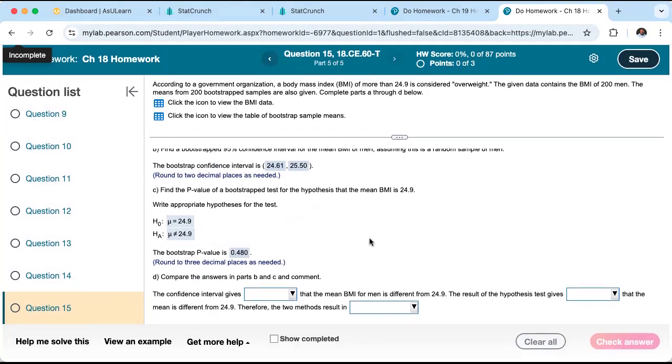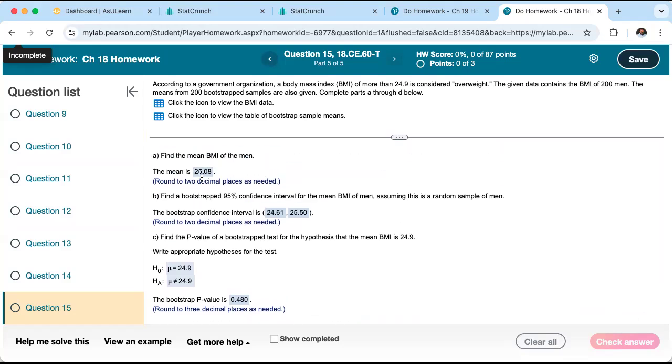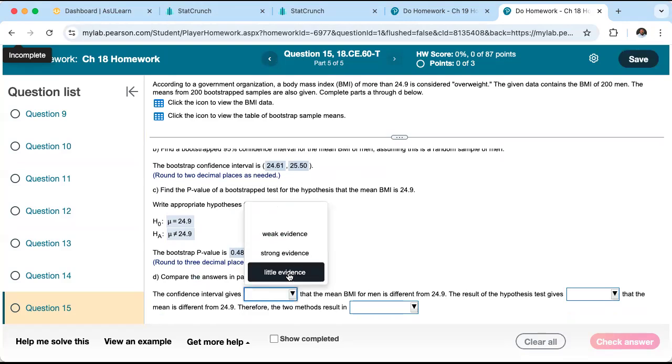Now let's try to finish up by comparing the answers in part A and B. Now, first and foremost, is this value in the confidence interval? Yes or no? Is this value in this confidence interval? Yes. If it is yes, it means there is little evidence. If it is no, we reject. Is that okay? So this is here, it means yes. So it means we fail to reject. So there is little evidence or no evidence.